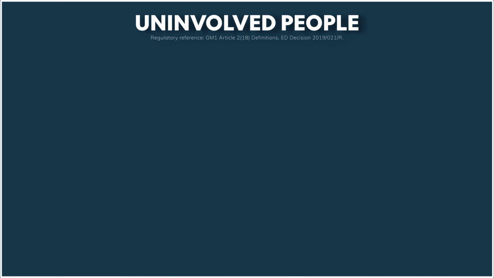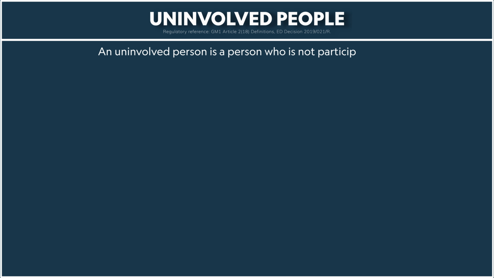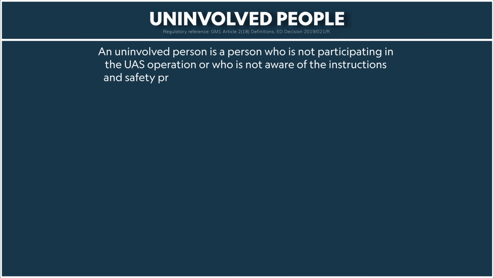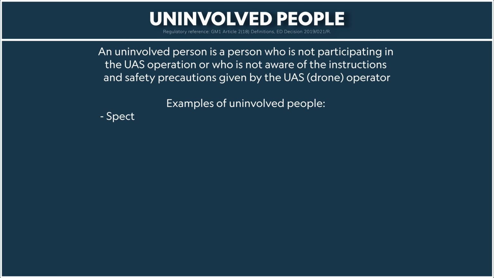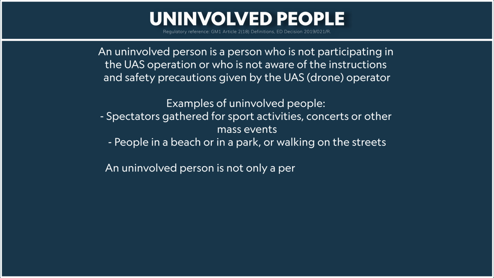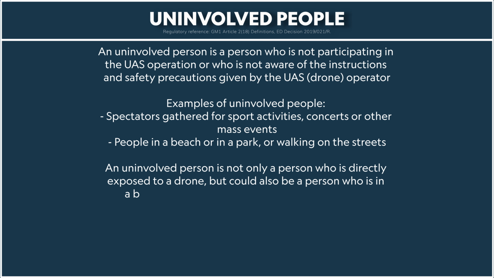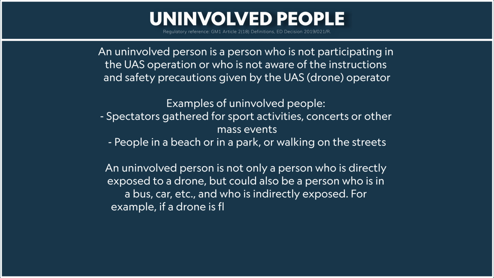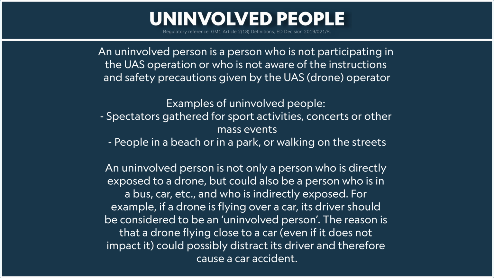And who exactly are uninvolved people, who are involved people, and what is an assembly of people? Any uninvolved person is a person who is not directly involved in your flight. There could be a person on the beach or in the park or walking on the street. But the person who is not directly exposed to a drone flight could also be a person in the car or in the bus, who is indirectly exposed to the drone flight. An exact description from EASA you can see on the screen.